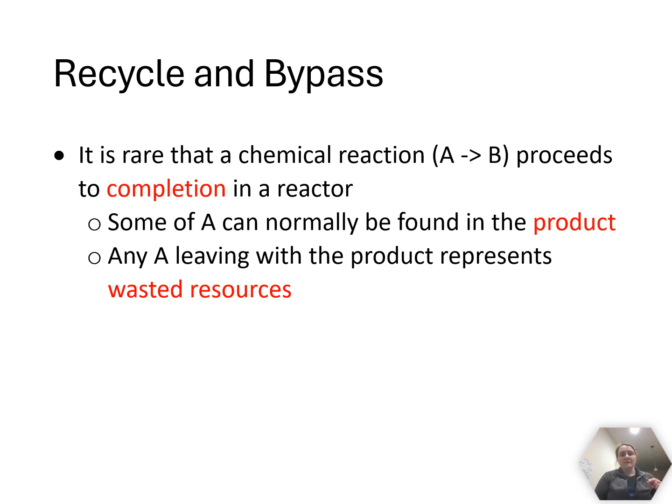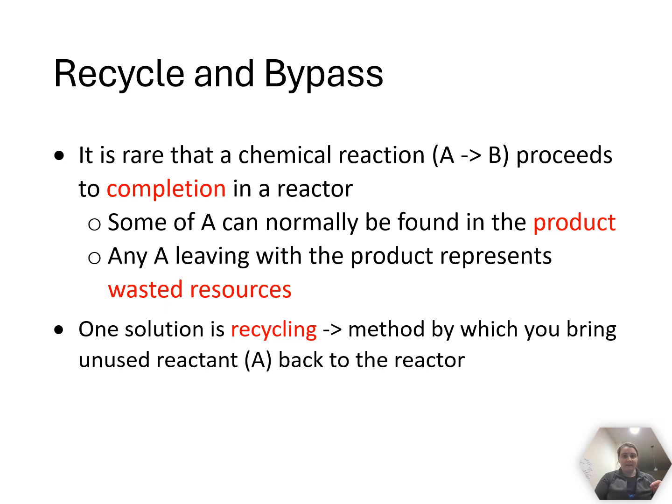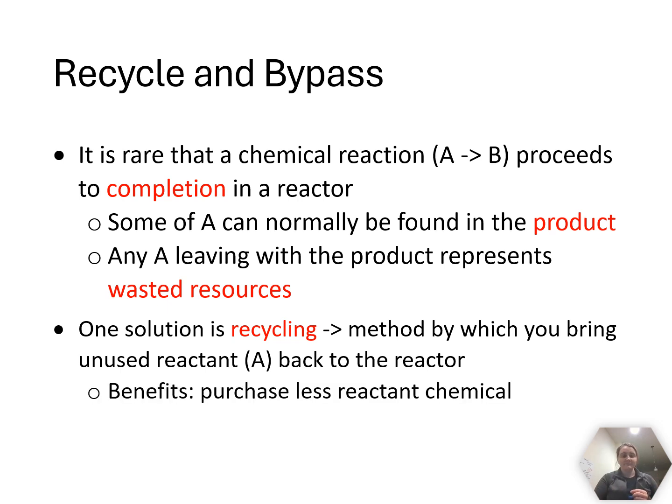So one possible solution to this, to try not to waste resources, is recycling. So you may have heard of this. And basically the method is that you're going to bring any of that unused reactant A back to the beginning of the reactor and try and use it again. So this is going to be very common in wastewater treatment for recycled sludge. We see this quite often as environmental engineers, recycling components to maybe get a better product at the end.